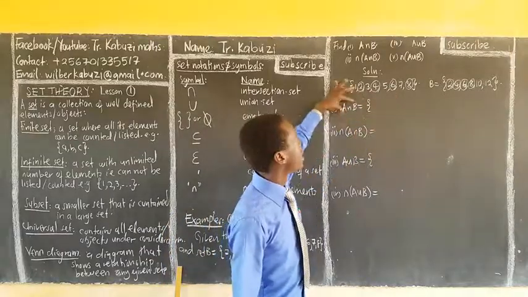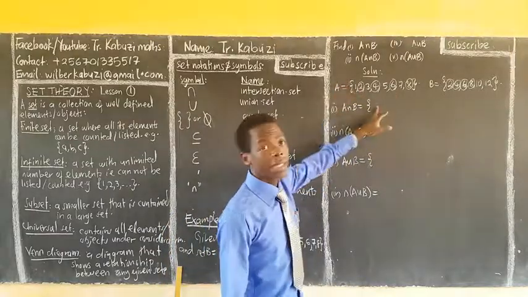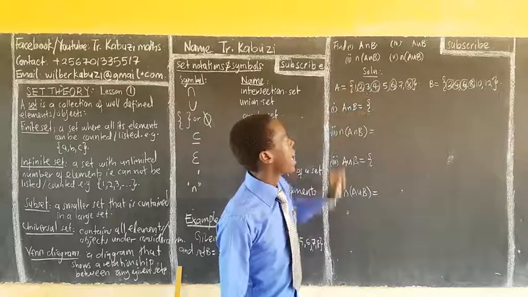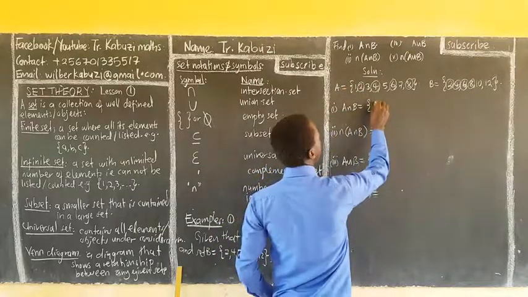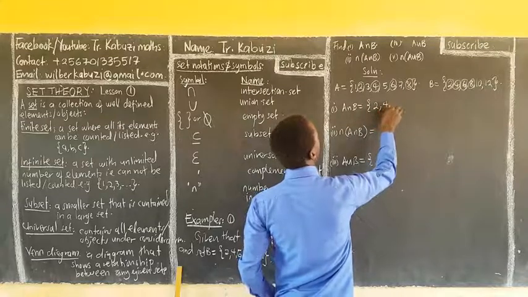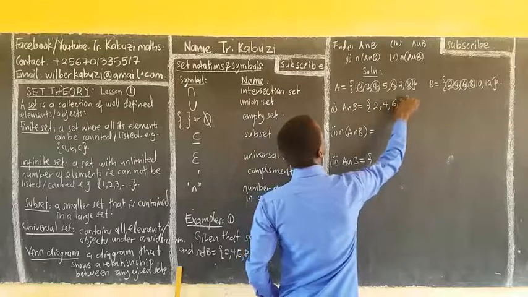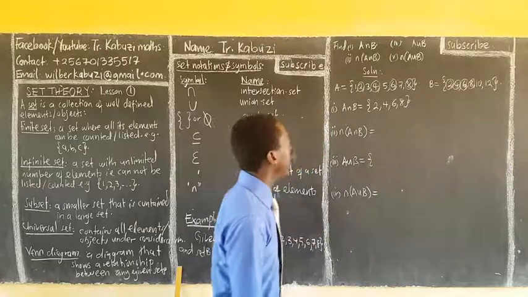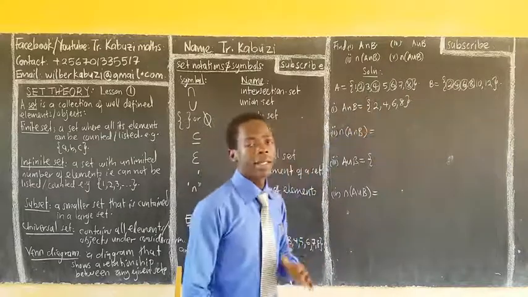Now you list them. You start with A intersection B, so you list those members. We put them in curly brackets: 2, 4, 6, 8. So those are the common members in both sets.